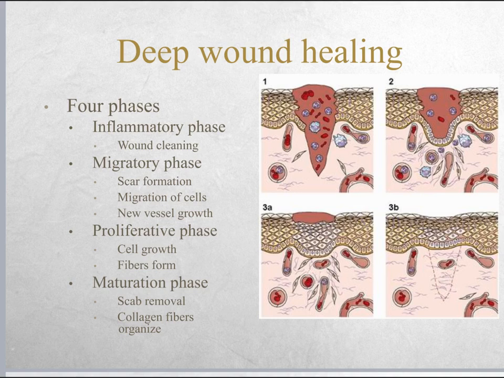So we build up intracellular pressure, so all the fluid in between the cells builds, which increases blood supply, increases white blood cell delivery, and also opens up lymphatics, which is our cleaning center, the sewer system of our body. So this is our wound cleaning phase. The second phase is a migratory phase. So this is scar formation. It's migration of cells, and new blood vessels are going to grow. Now, why scar formation here?